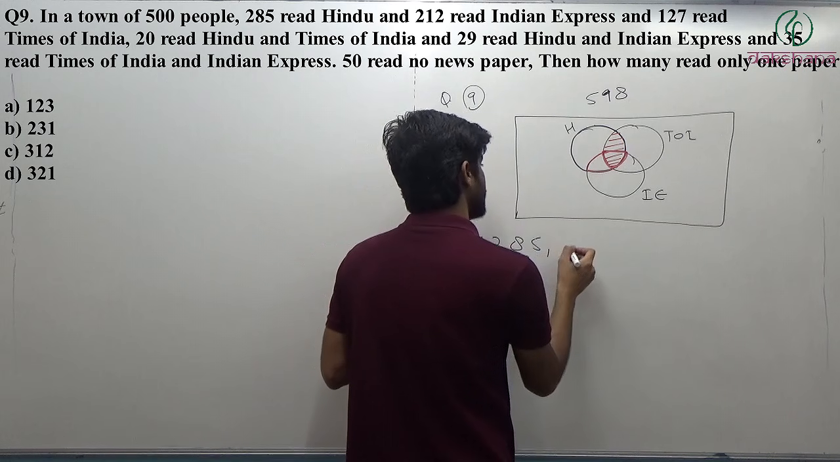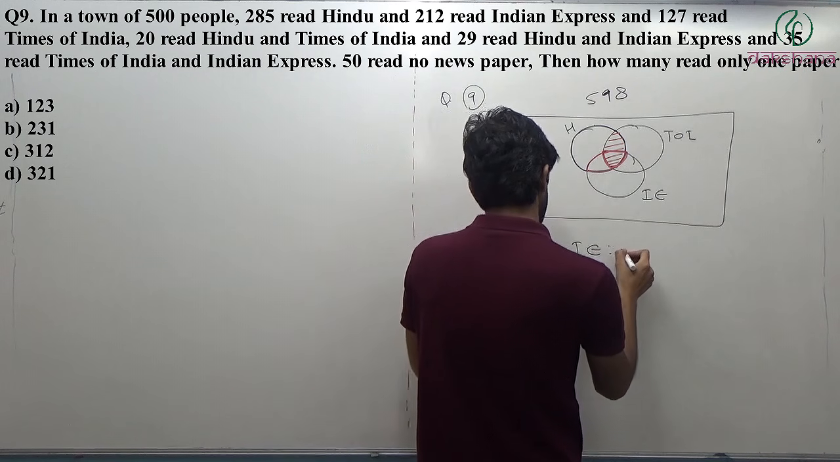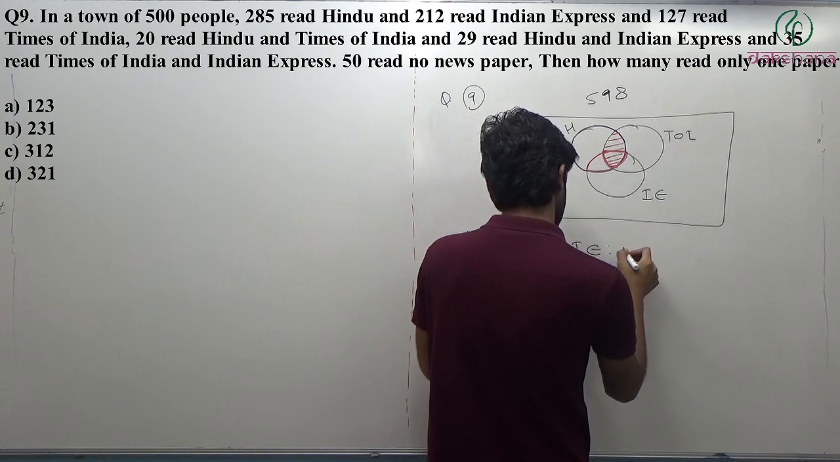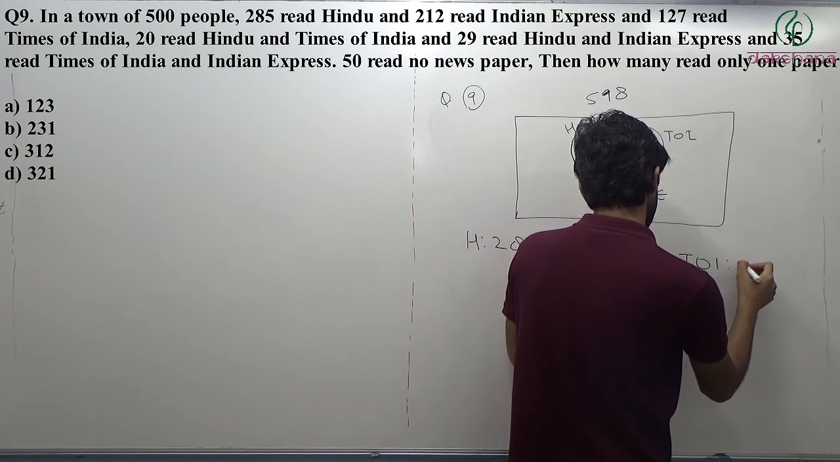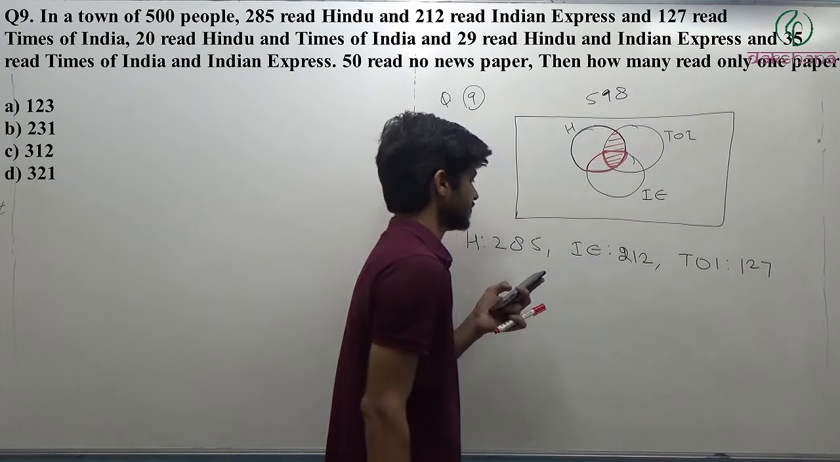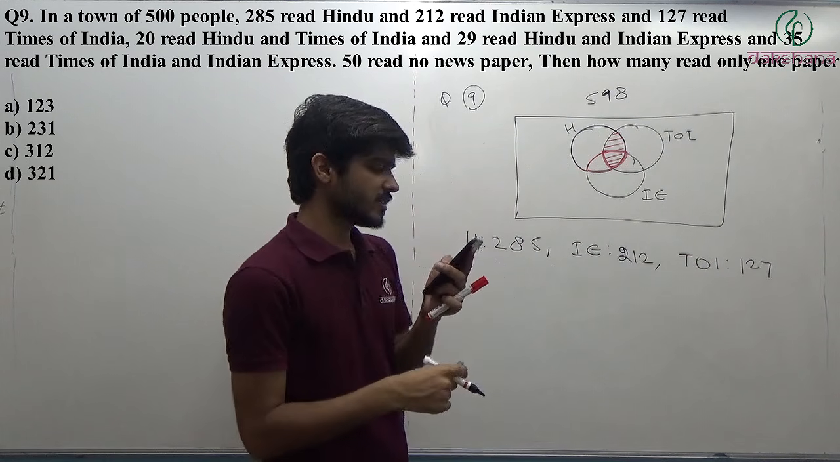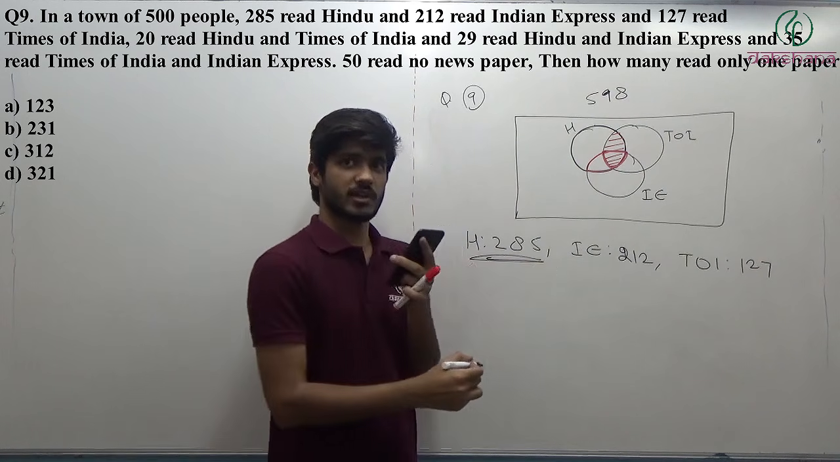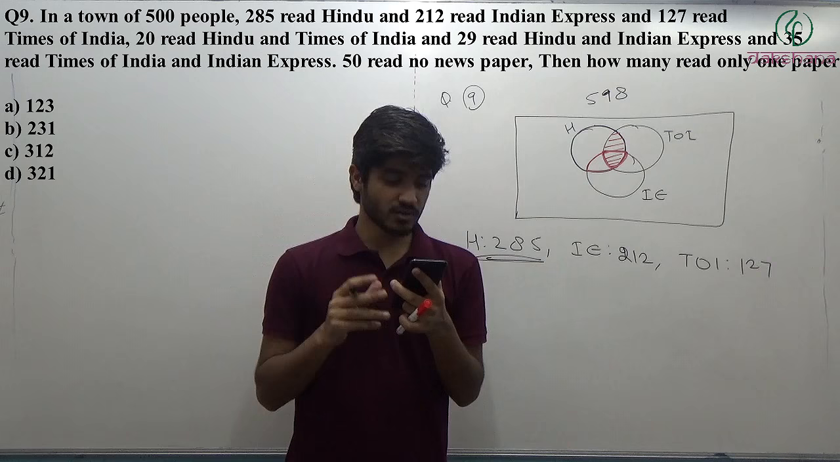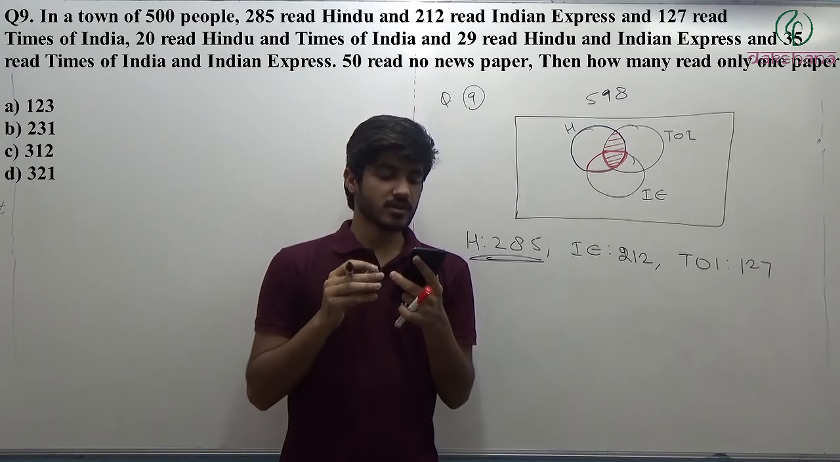That's 285. People reading Indian Express is 212, and people reading TOI, Times of India, is 127. Okay, that's somewhat surprising, but okay. And then, but this one seems correct. Okay, just a joke. Even I don't like this one.